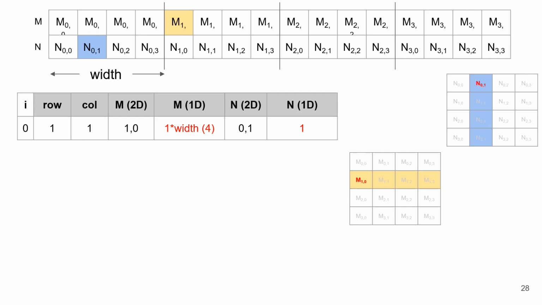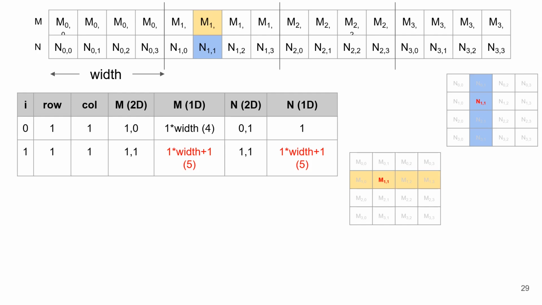Looking at the linearized M, we see that to reach M10, we have to traverse one row, and that means the row number of the desired element multiplied by the width of the matrix, or in other words, 1 multiplied by width. For N01, we are in the first row and accessing column number 1. So let's write 1 for now, and you can think about accessing the head element on column number 1.